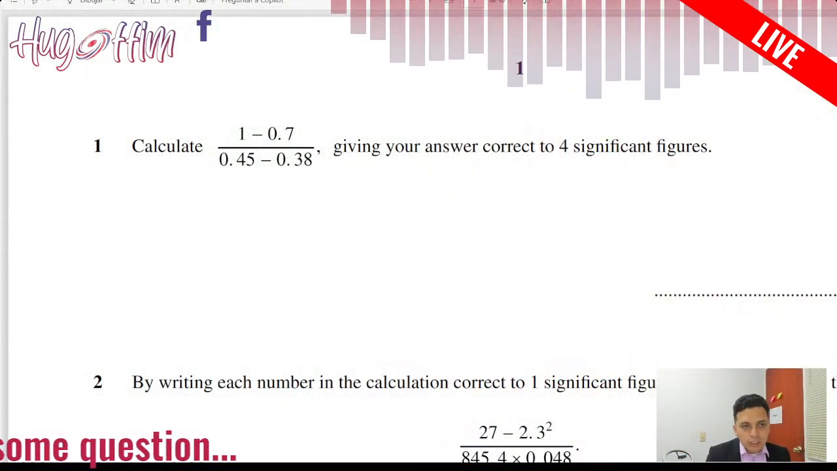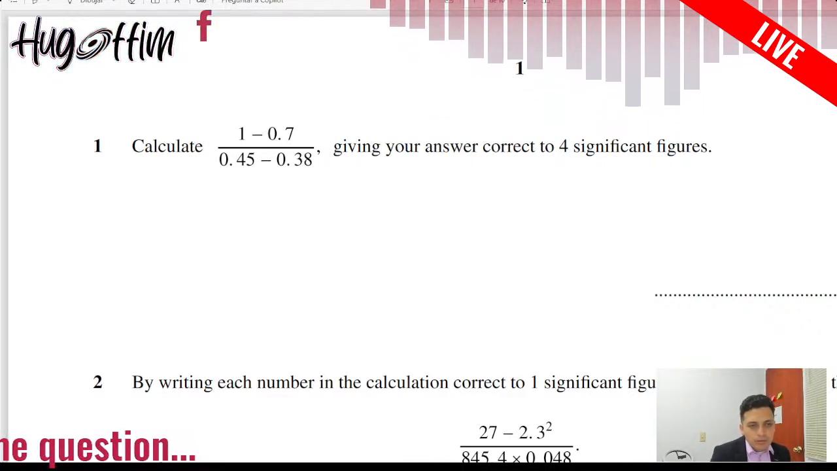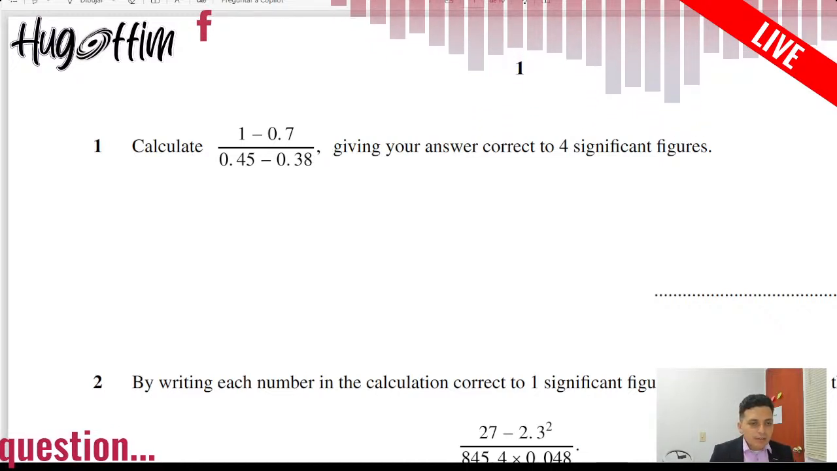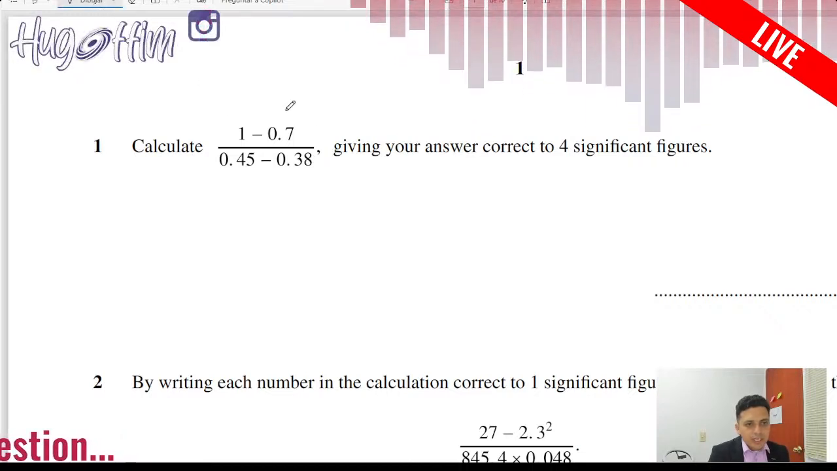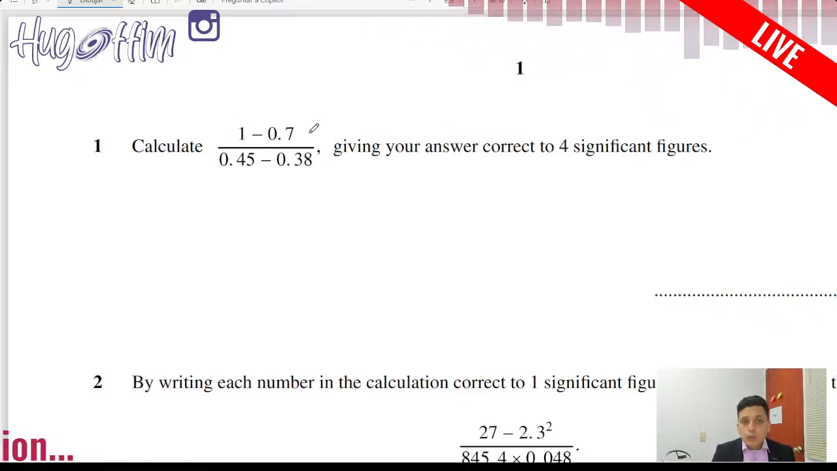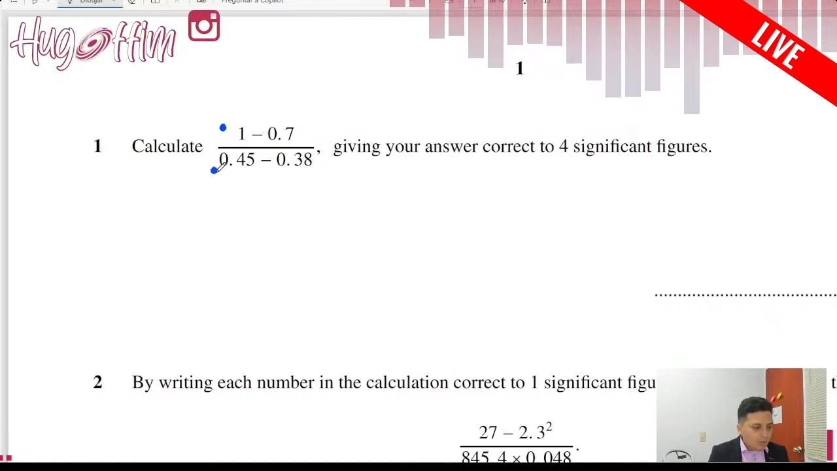Okay, first question. We're going to calculate (1 minus 0.7) over (0.5 minus 0.38), giving your answer correct to 4 significant figures. So this is just computing. Remember to apply PEMDAS to solve this question. You should perform the subtraction in the numerator, perform the subtraction in the denominator, and then divide both.